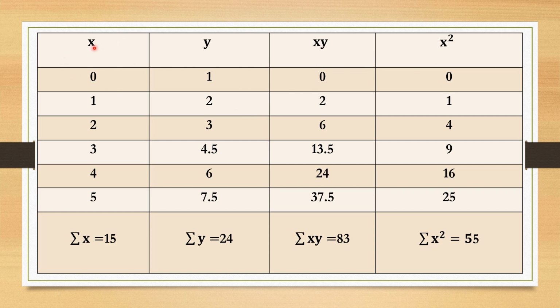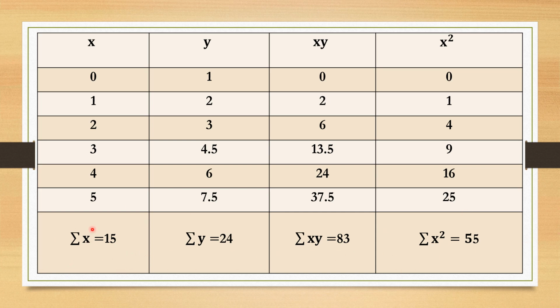Now we want to calculate the summation of these variables. So summation of x means addition of the x column. Summation means addition. So when we add all these things, we will get the answer as 15. Similarly, summation of y is 24. Summation of xy is 83. And summation of x squared is 55. So we have got all these summations.